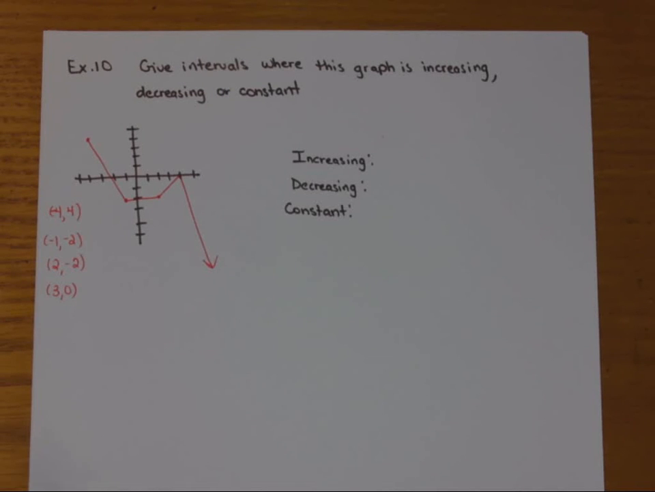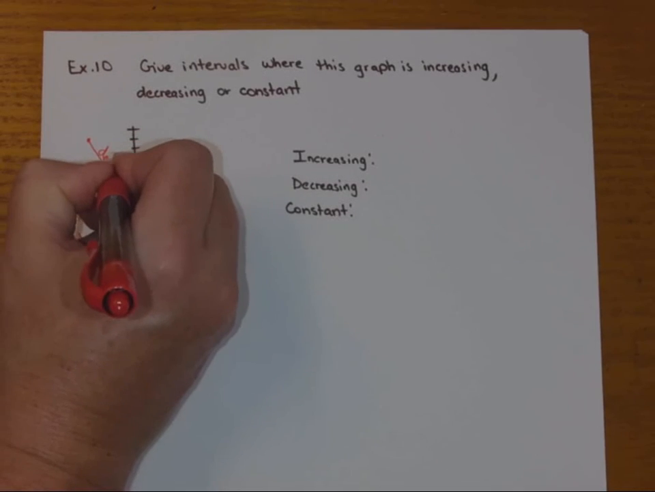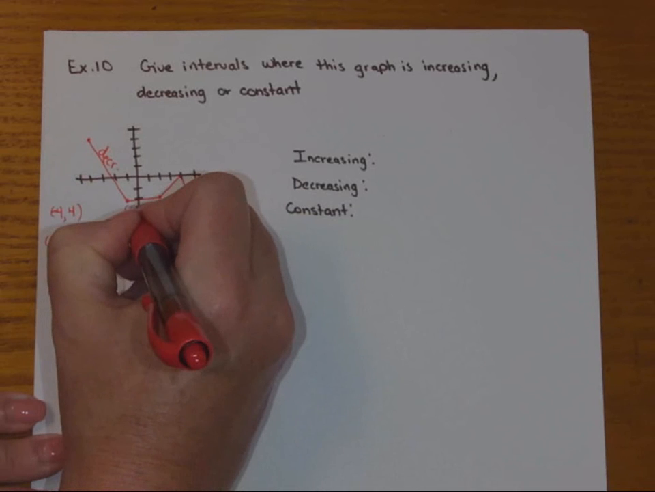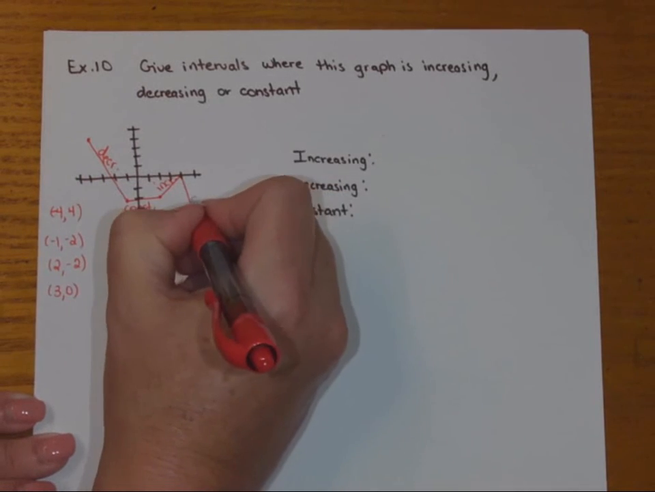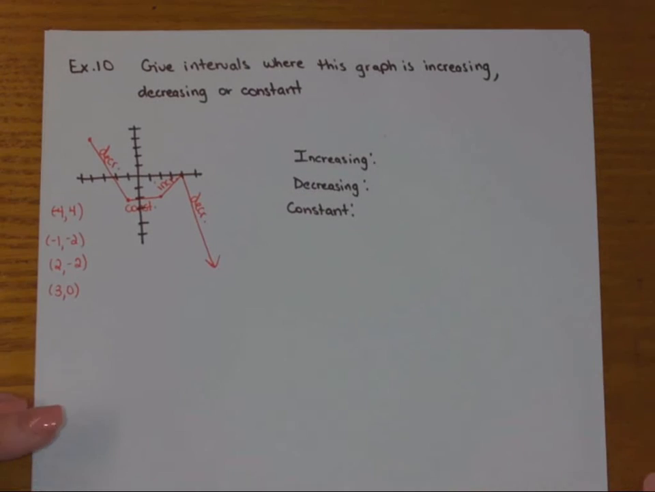Okay, so you should have drawn the graph by now. If not, pause the video and get there. But you look at a graph from left to right like you read a sentence. Remember, we only care about the x values, right? So the first piece is decreasing. We can kind of write this if we want. This piece is decreasing. This piece is constant. This piece is increasing, and then this piece is decreasing.